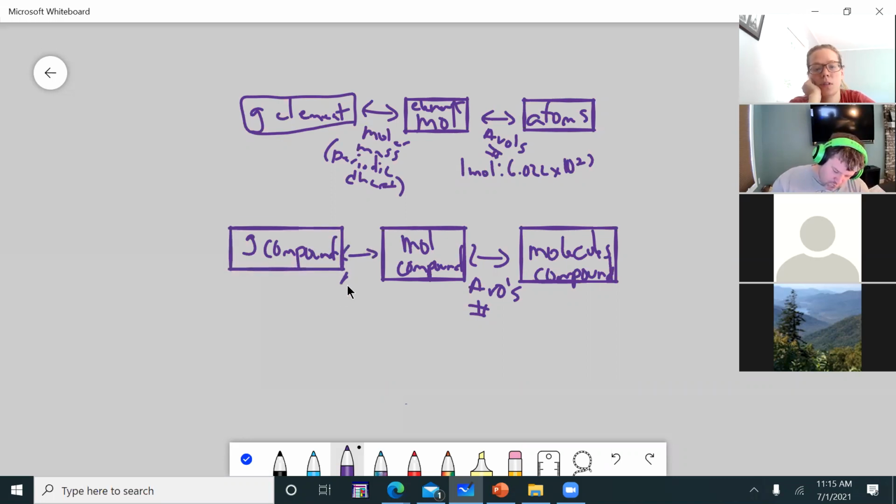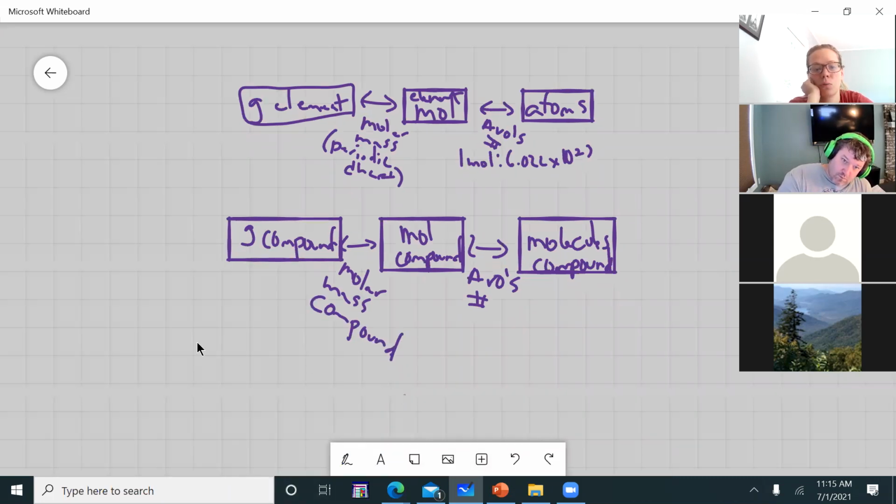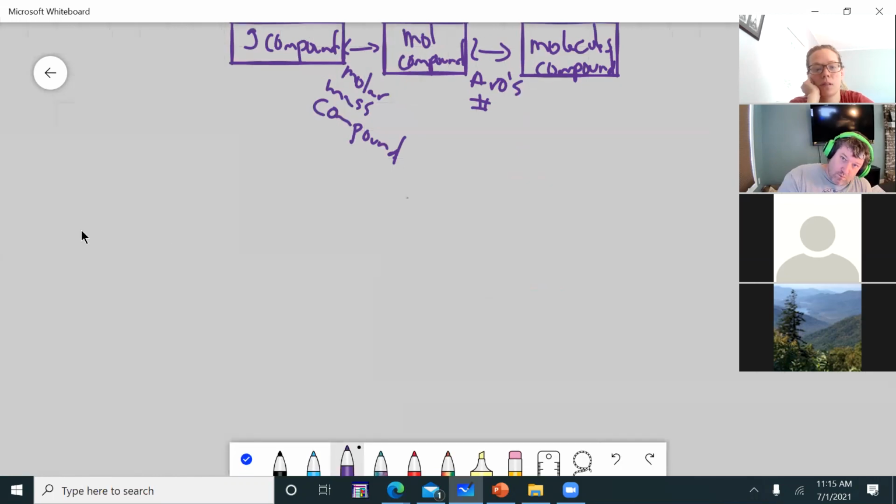And we do this by finding the molar mass of the compound. Now, how do we get the molar mass of the compound? Well, let's do water. That's a simple one.